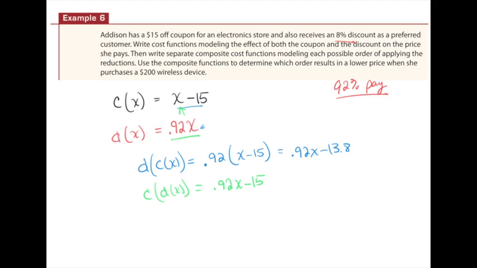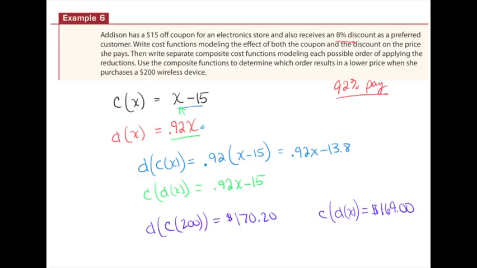So if we plug in a 200 for this one right here, the coupon first and then the discount, we are going to get a price of $170.20. If we do the discount first and then the coupon, we will get a price of $169, right? So it actually matters. The order in which they apply things matters. Now, if it were both multiplication, it wouldn't matter, right? But it does if it's a dollar off and then a multiplication.